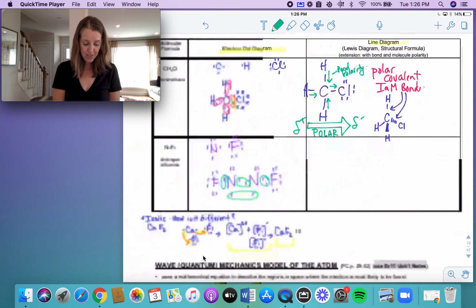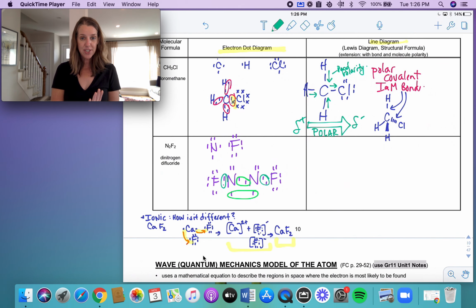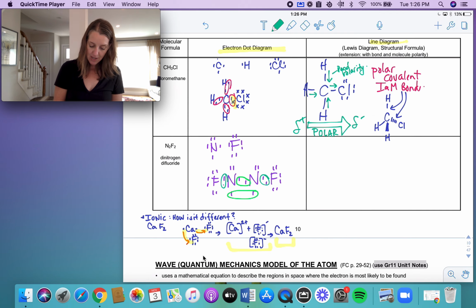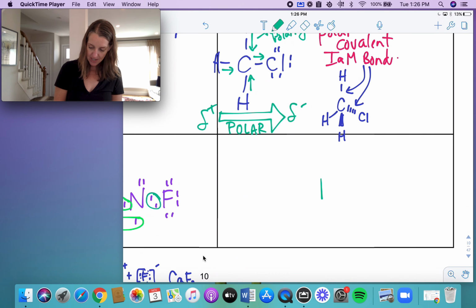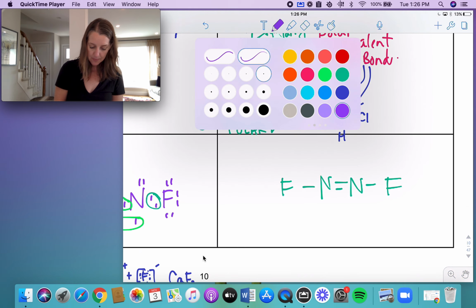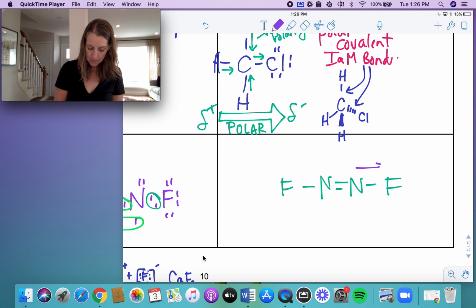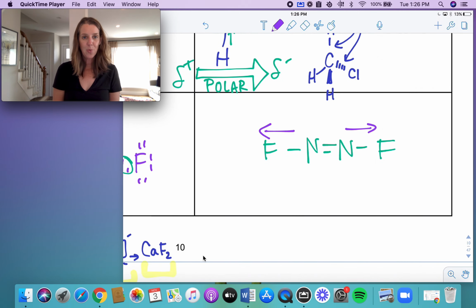Okay, let's do the next one. Okay, I've done my Lewis dot structure, so you catch up with me. Pause the video, draw your Lewis dot structure, and then catch up and check the answer with me. Okay, and what do you see? We have a single bond, two single bonds, we have a double bond here.